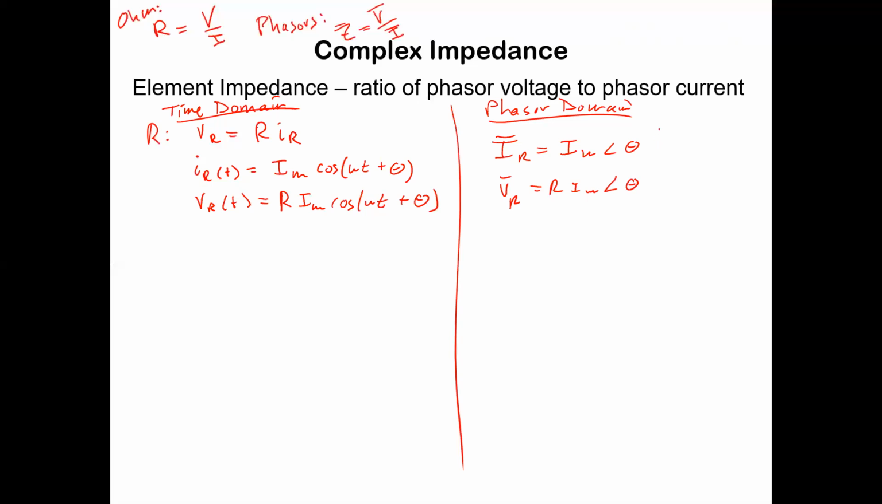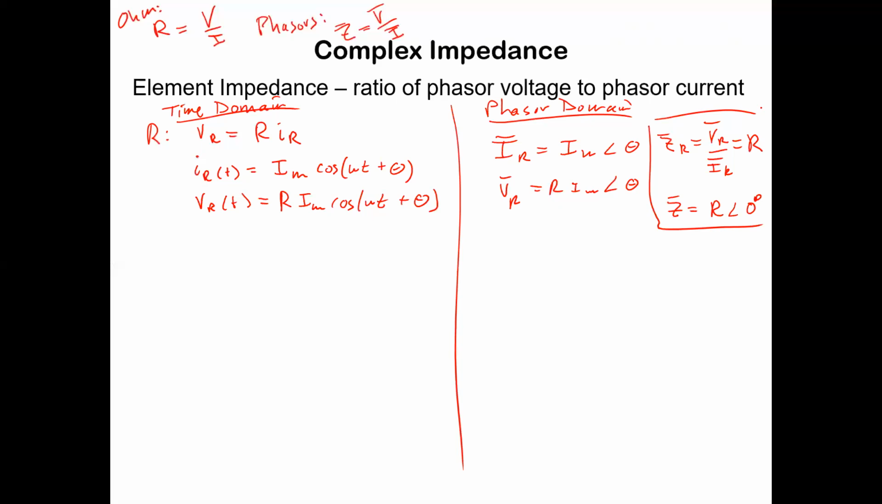And so this thing called ZR is going to equal just VR over IR, which is going to equal R. So ZR, you can think of it as a complex number, but it doesn't have any imaginary part. It's just R with an angle of 0 degrees. That's all. That's just resistors.